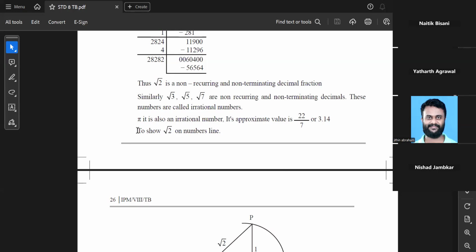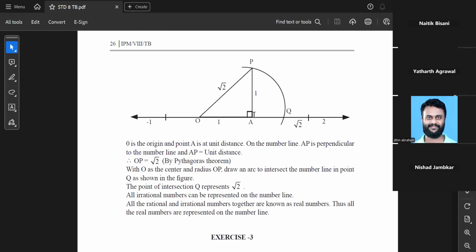So how to show root 2 on number line? For example, this is your number line. Do you know what is Pythagoras theorem? Yes, sir. A square plus B square is equal to C square. So let me assume this is a number line. Let me assume this point is origin, which means this is number 0.